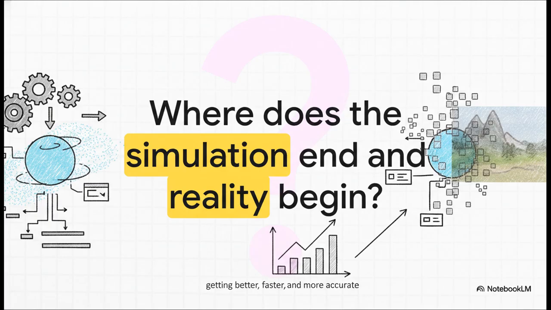These simulations, these digital twins, are getting better, faster, and more accurate every single day. As they get closer and closer to being a perfect one-to-one match with the physical world, it raises a really fascinating question. At what point does the digital twin stop being just a model and start becoming a reality in its own right?